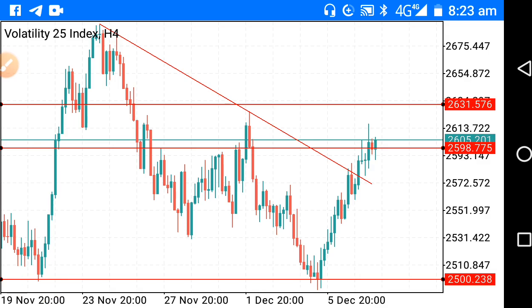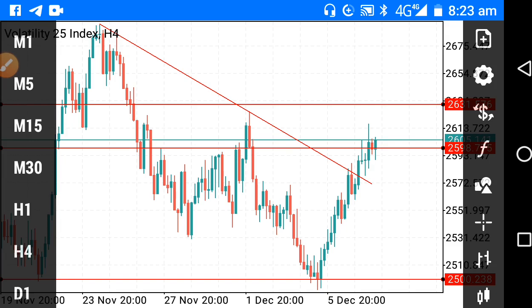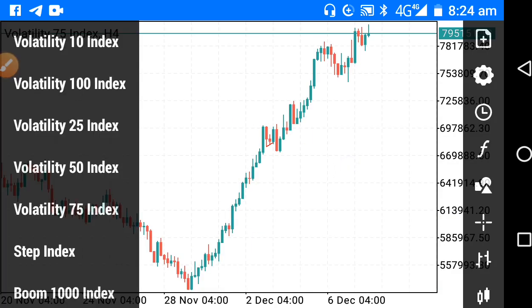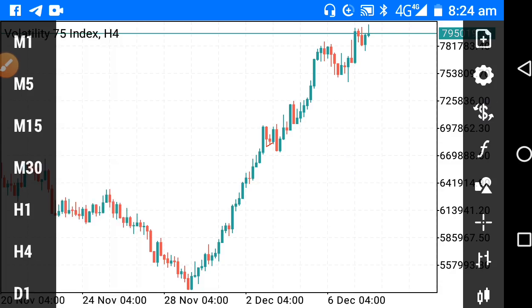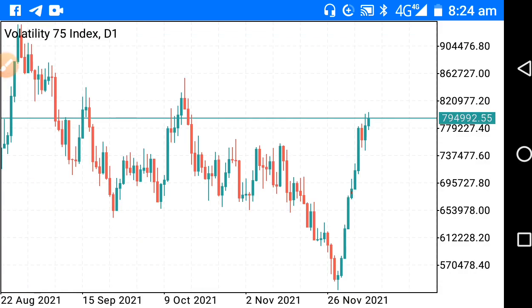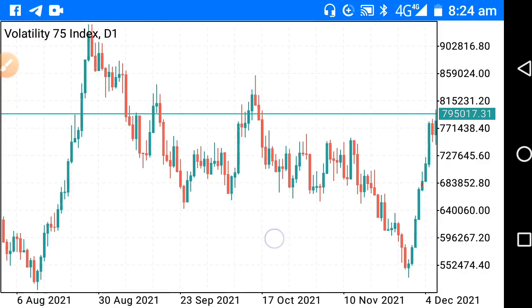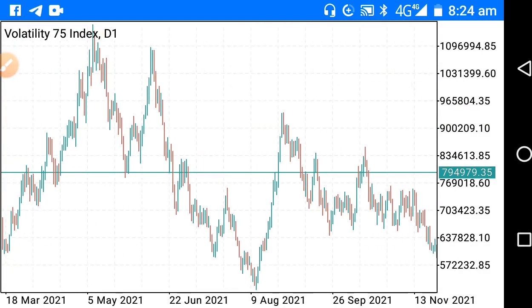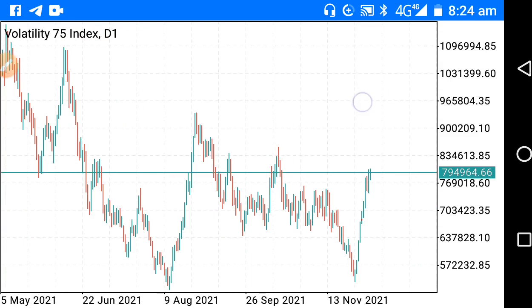It's so simple that sometimes someone gets confused. So this is a volatility 25. Let's go check what happened on volatility 75 and on daily time frame, whereby we spotted a nice third touch. So let me insert my trend line.